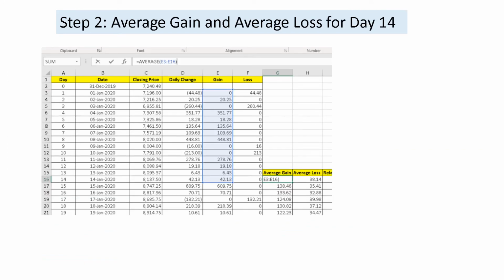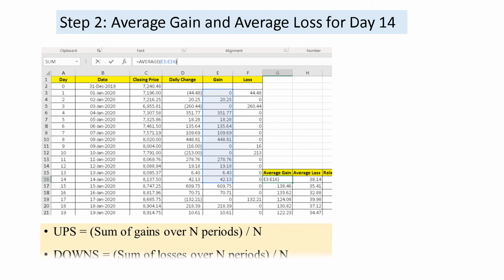Next, we are going to calculate the average gain and average loss for day 14. These values are referred to as ups and downs. For 14-day RSI, ups is the sum of gains over 14 days divided by 14, and downs is the sum of losses over 14 days divided by 14.